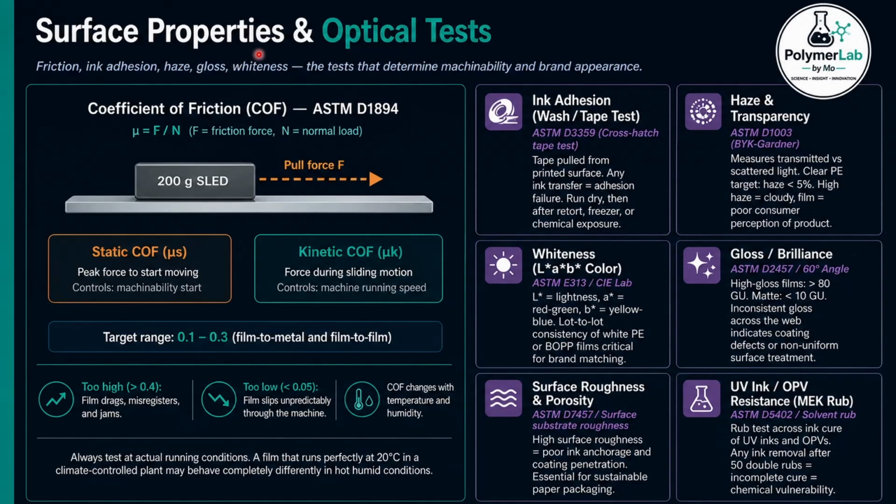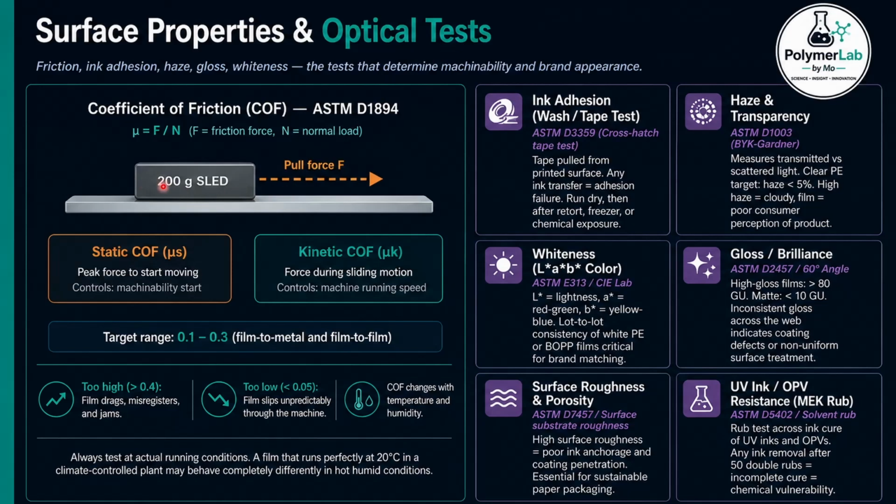Let's go to the surface properties and optical tests. Surface and optical tests are the ones that determine whether your film can run on a machine and whether it looks the way the brand requires. A film with perfect barrier properties and perfect seal strength is useless if it jams the machine or looks hazy on the shelf.